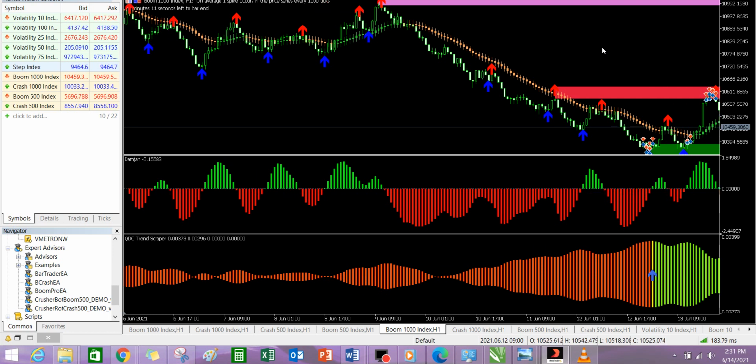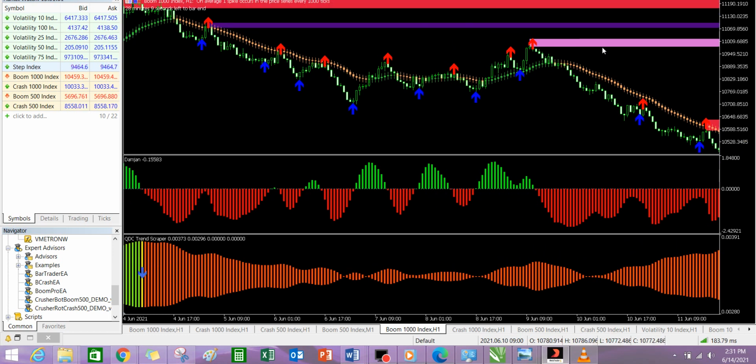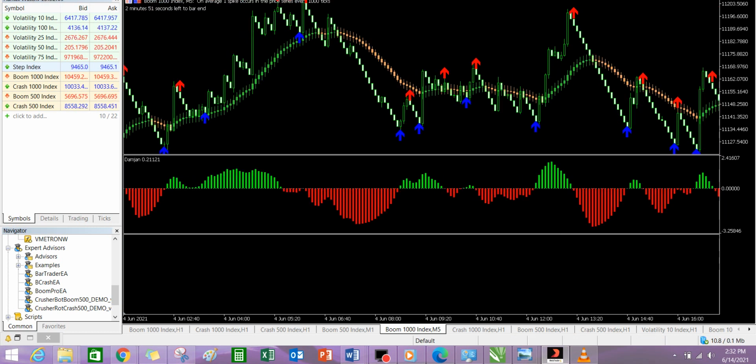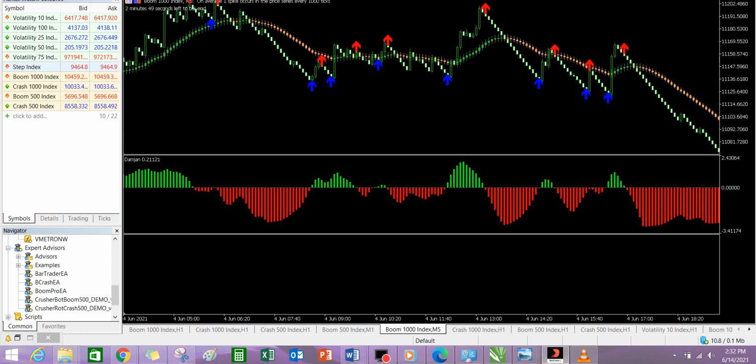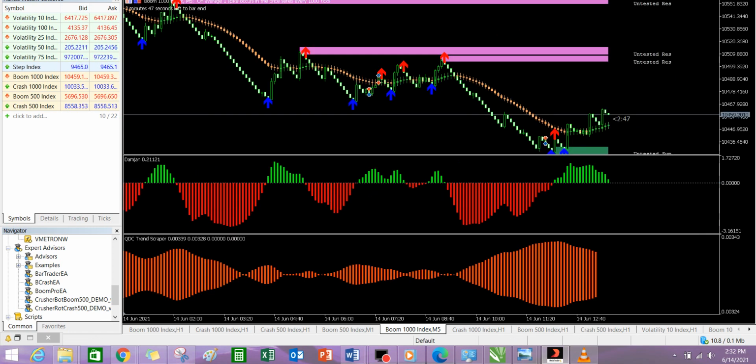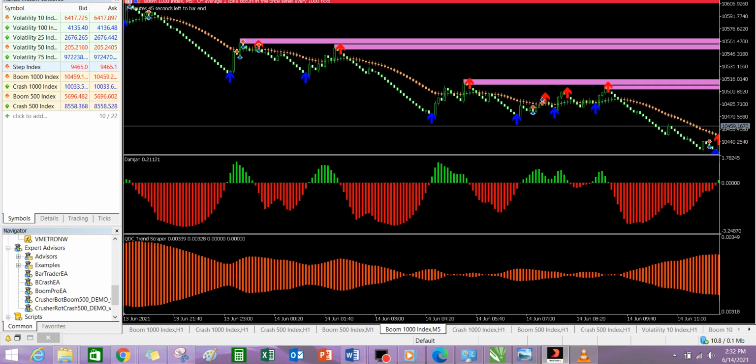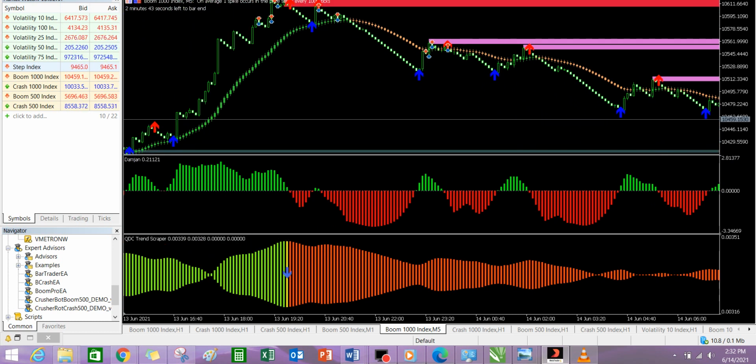So right now we are on H1, and I'm using the QDC scraper indicator because it makes it very easy for us to analyze. But instead of using H1 to trade, of course you can use it, I'm going to take it down to M5 or M15. So this is M5. You can use any of the two. Make sure you obey every rule I will be highlighting in this video.